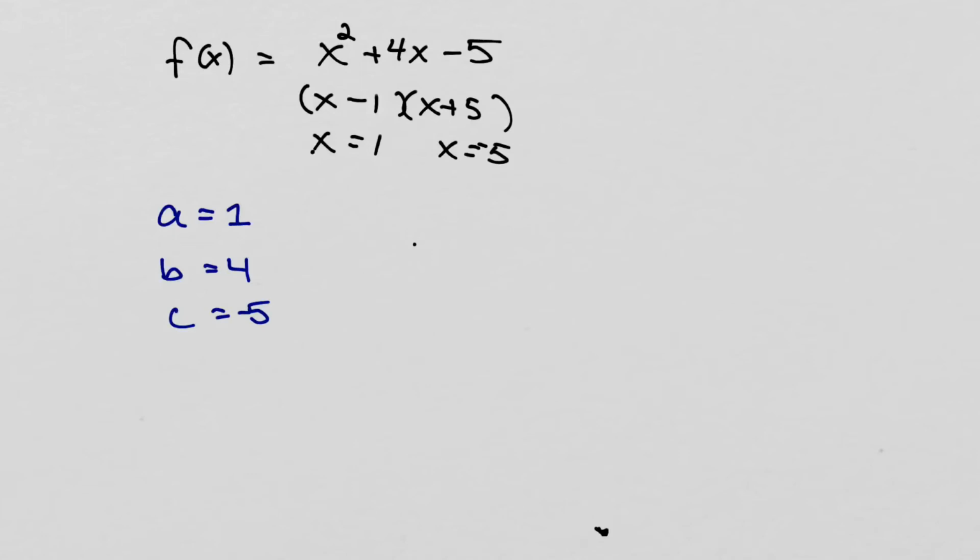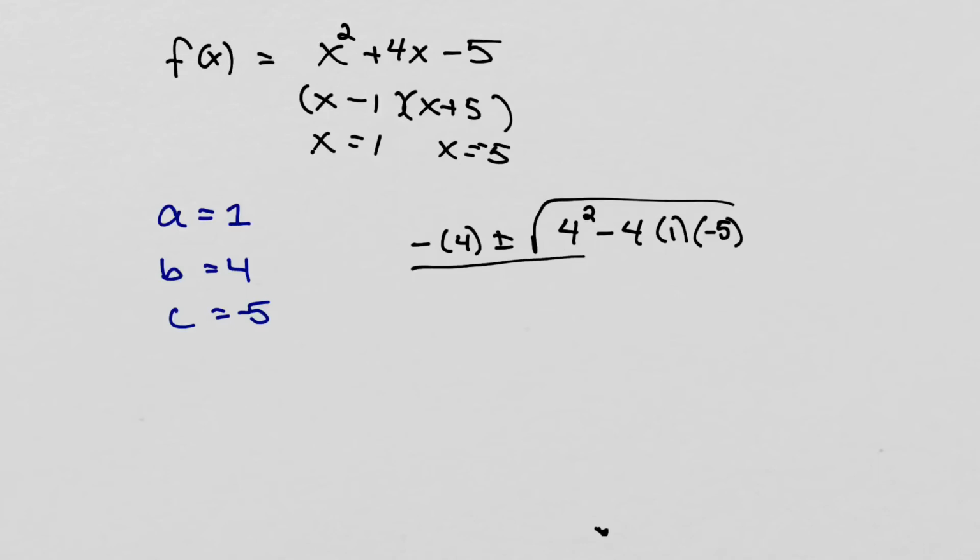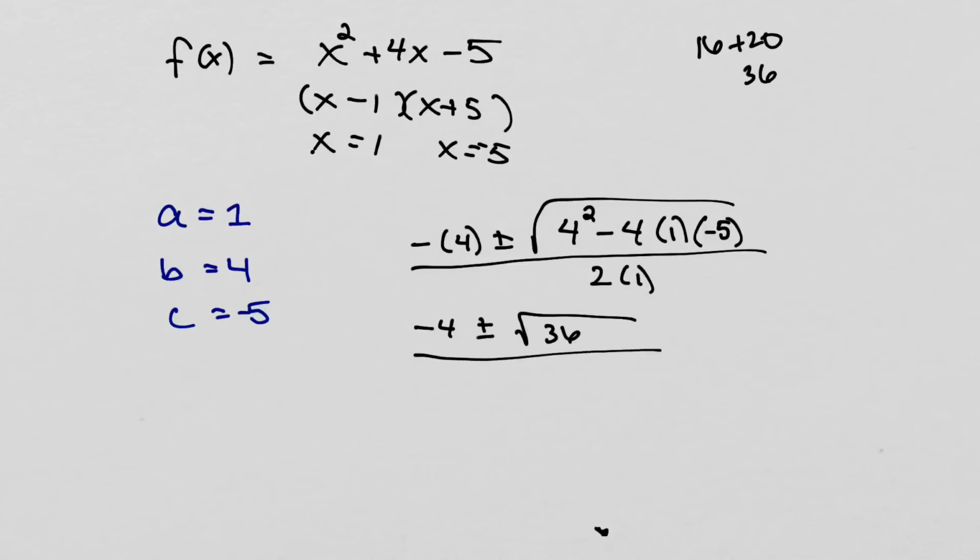So the two solutions here would be negative b, so that'll be a negative 4, plus or minus the square root of b squared, minus 4 times a times c, and then that's all over 2 times a, or 2 times 1. So that's negative 4 plus or minus the square root of, let's see, that's 16 plus 20, which gives me 36, all over 2. So that's negative 4 plus or minus 6 over 2.